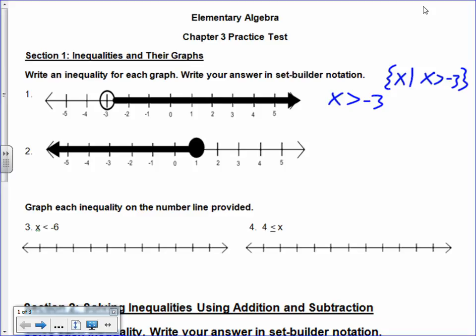Number two, the inequality, it's going to be less than or equal to, because x is anything less than or equal to 1. That's going to the left. And set builder notation would be x such that x is less than or equal to 1.